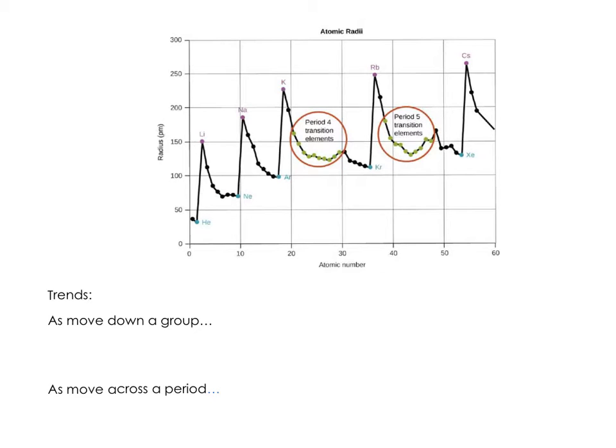And what happens as you go down a group? So if we look at the alkali metals, lithium's at the top, then sodium, then potassium, then rubidium, then cesium. Same trend happens for the noble gases. Here's helium. Then as you go down, you hit neon, argon, krypton, and xenon.